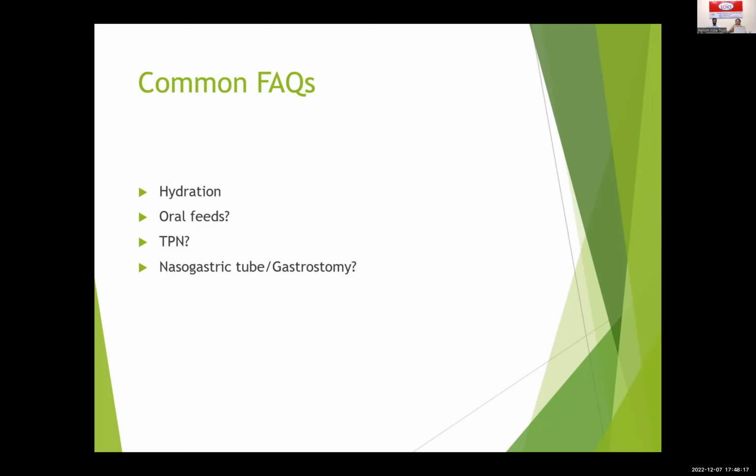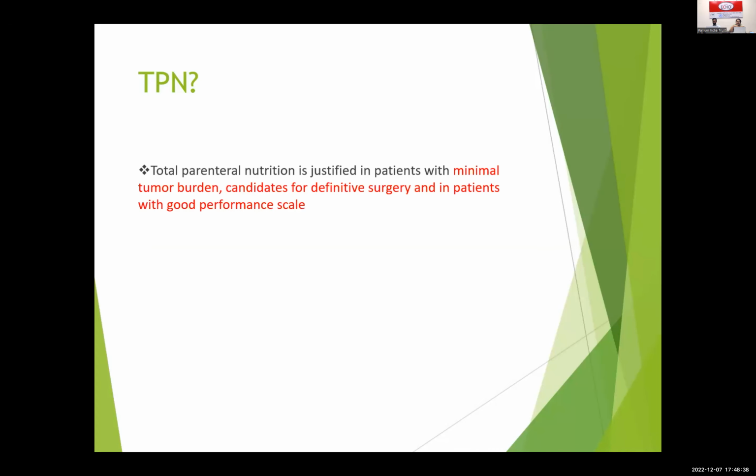Now, coming to TPN, depending upon the patient's prognosis, you can use TPN, total parenteral nutrition. Next slide. Total parenteral nutrition is justified in patients with minimal tumor burden, candidates for definitive surgery, and in patients with good performance scale. Only then can the patient have total parenteral nutrition.